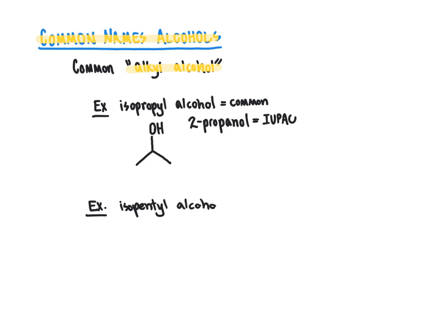And for isopentyl alcohol, we want to make sure we have that iso group in there, which is a methyl group at the next to the last carbon of the chain. Since it's isopentyl, that means we need to have 5 carbons in total. 1, 2, 3, 4, 5 we have, and a hydroxy group goes right here. The isopentyl group is the portion of the molecule that I'm highlighting here in red, and then the connection point to the alcohol is based on where the isopentyl group connects to the rest of the molecule. So that would be our isopentyl alcohol.